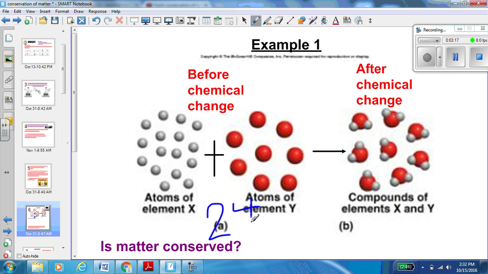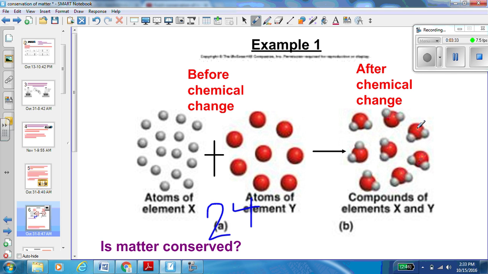So if I look on the opposite side, these atoms have now combined together, and they've actually formed something new. They've formed some molecules. Well, if I look, each molecule is made up of 3 atoms. And I've got 1, 2, 3, 4, 5, 6, 7, 8.